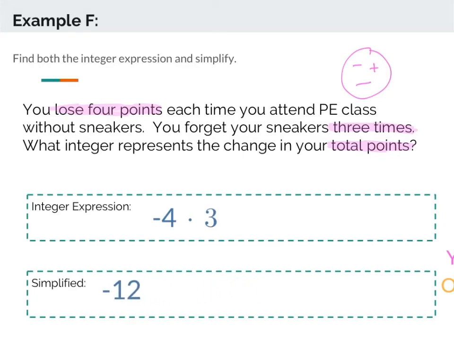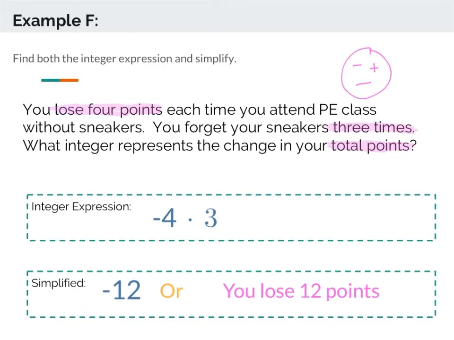However, I am doing a word problem, so I need to have a word answer. Word problems always, always, always require a word answer. So -12, or since I'm going to be using words, you lose 12 points. So that's a word answer to my word problem. Now you could say you have a total of -12 points lost. That's another way to use words. I used you lose 12 points, but there are many ways to write your answer using words.